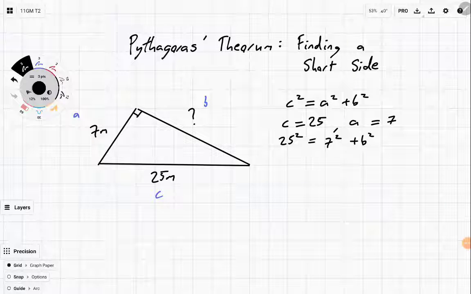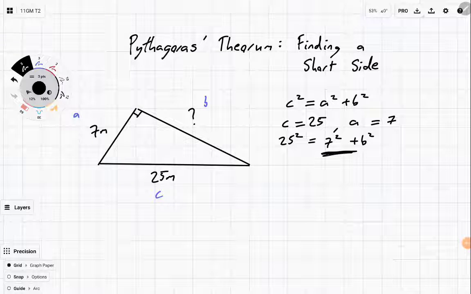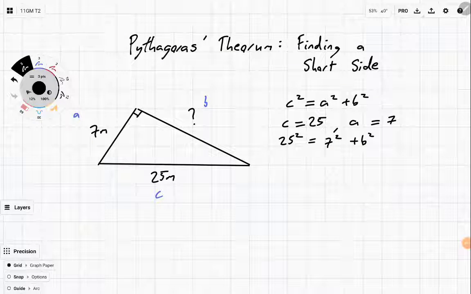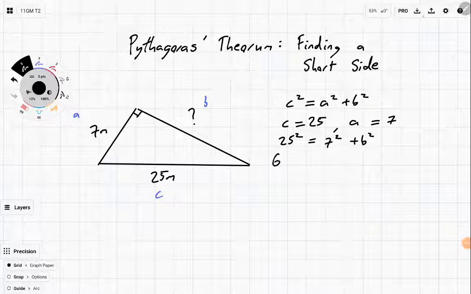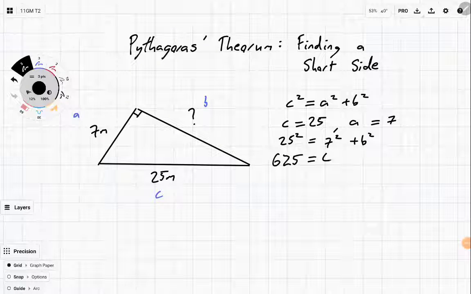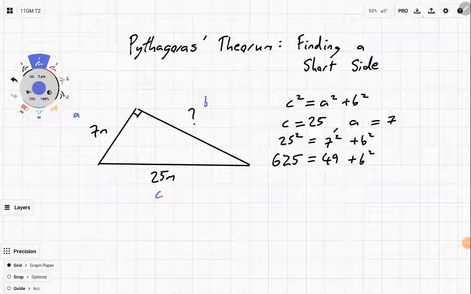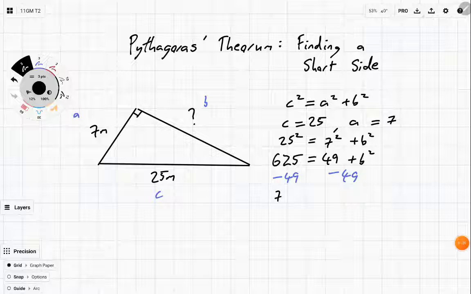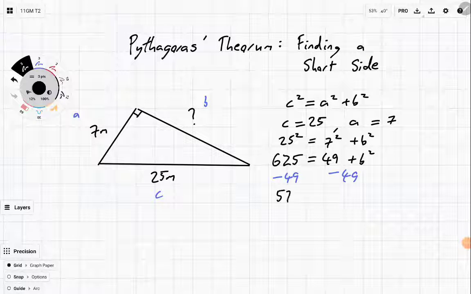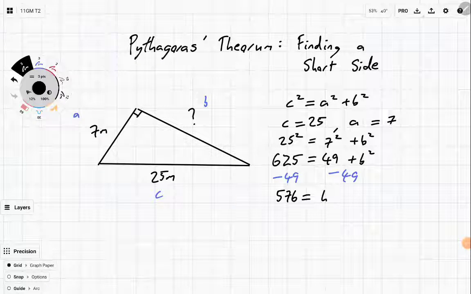But the problem is, once again, I need to get B by itself. And currently, B has this annoying plus 7 squared on it. Anyway, 25 squared is 625. 7 squared is 49. And now I'm going to start doing some algebra. Step 1, let's take 49 from both sides to move the 49 to the left-hand side, which leaves us with 576 is equal to B squared.